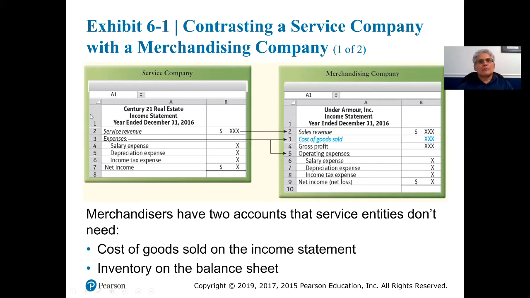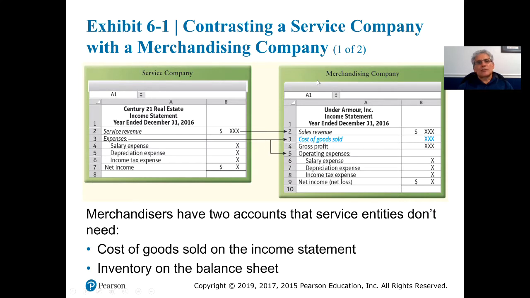So up to this point, we've been focusing on service companies. Service company examples would be car wash, accounting services, cleaners, pretty much just any kind of service that you can think of. And so most of our accounting concepts have been really related to service companies. In Chapter 6, we start to look at how a merchandising company might differ from a service company.